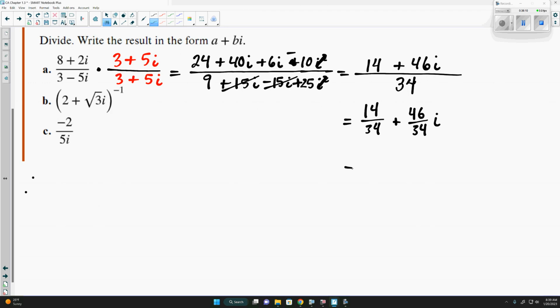Now 2 will go into both 14 and 34, which will give us 7 17ths, which is as simplified as it gets because 7 doesn't go into 17 and 7's prime. So plus, 2 will go into both of those for sure. So 2 out of 46 is 23, over 17.